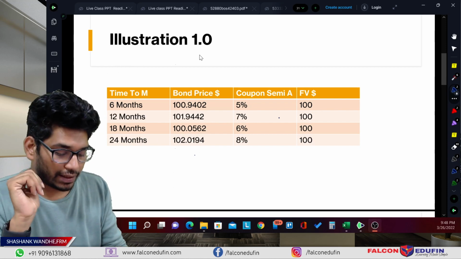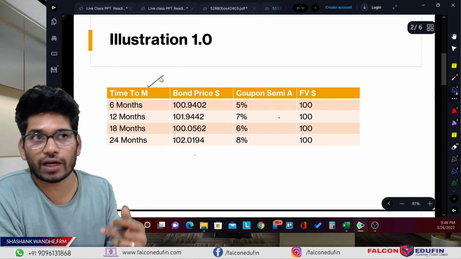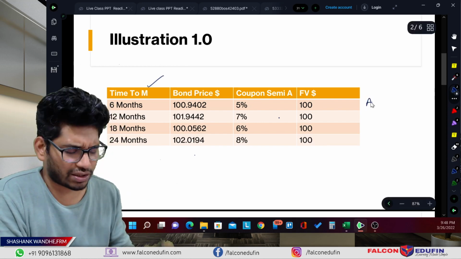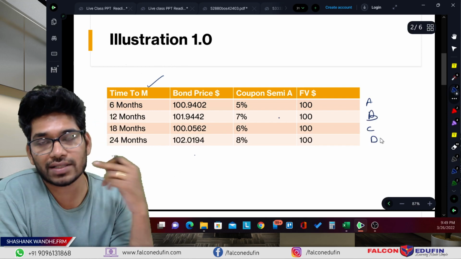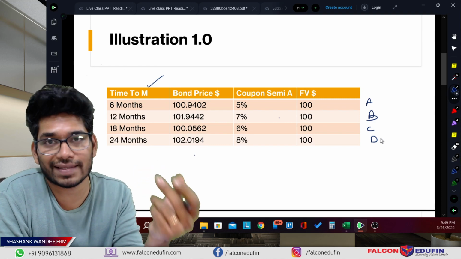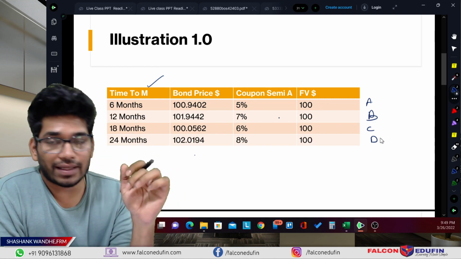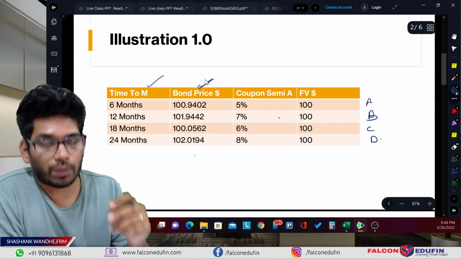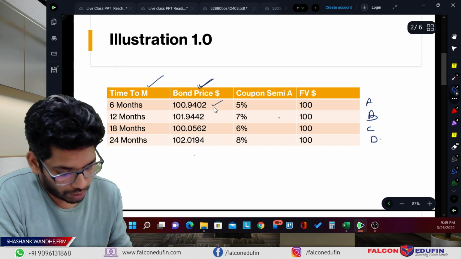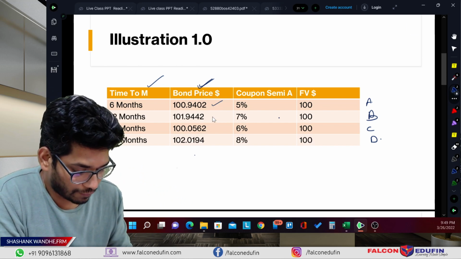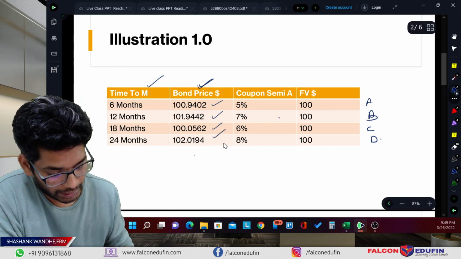So first is the illustration. In this illustration, the information which is provided is the time to maturity. So here we are provided with 4 bonds. Let's just call these bond A, B, C, and D. And each bond has a different maturity. So the first bond is maturing in 6 months, then 12 months, 18 months, and then 24 months, like this. With this, we are provided with the bond price in dollars, which is 100.9402, 101.9442, and 100.0562, and so on.